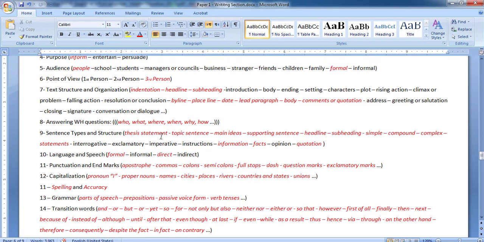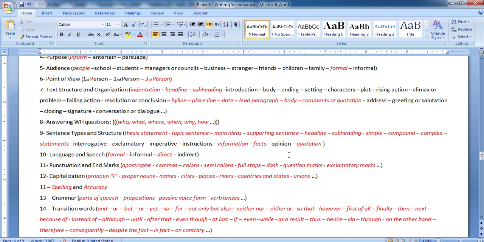The type of sentences. Don't forget to put a thesis statement, which is the lead paragraph or the headline here, okay? Because the headline will tell you about everything that happened. Topic sentence. The very main idea or the simple sentence in the beginning of each paragraph, the supporting details, which are the compound and the complex sentences. You have to put a headline. Subheadings are acceptable here. Simple and compound and complex sentences should be used.